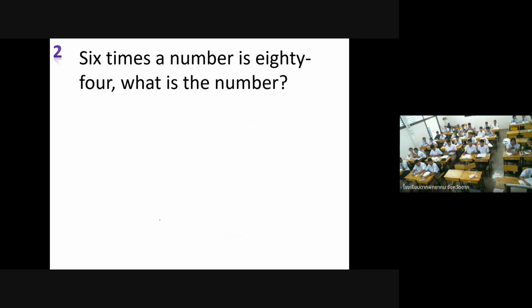Who can tell me the answer? 6 times a number is 84. What is the number? Try it in your notebook. Who can tell me? I'll give plus 1 point. You already have number 21, right?